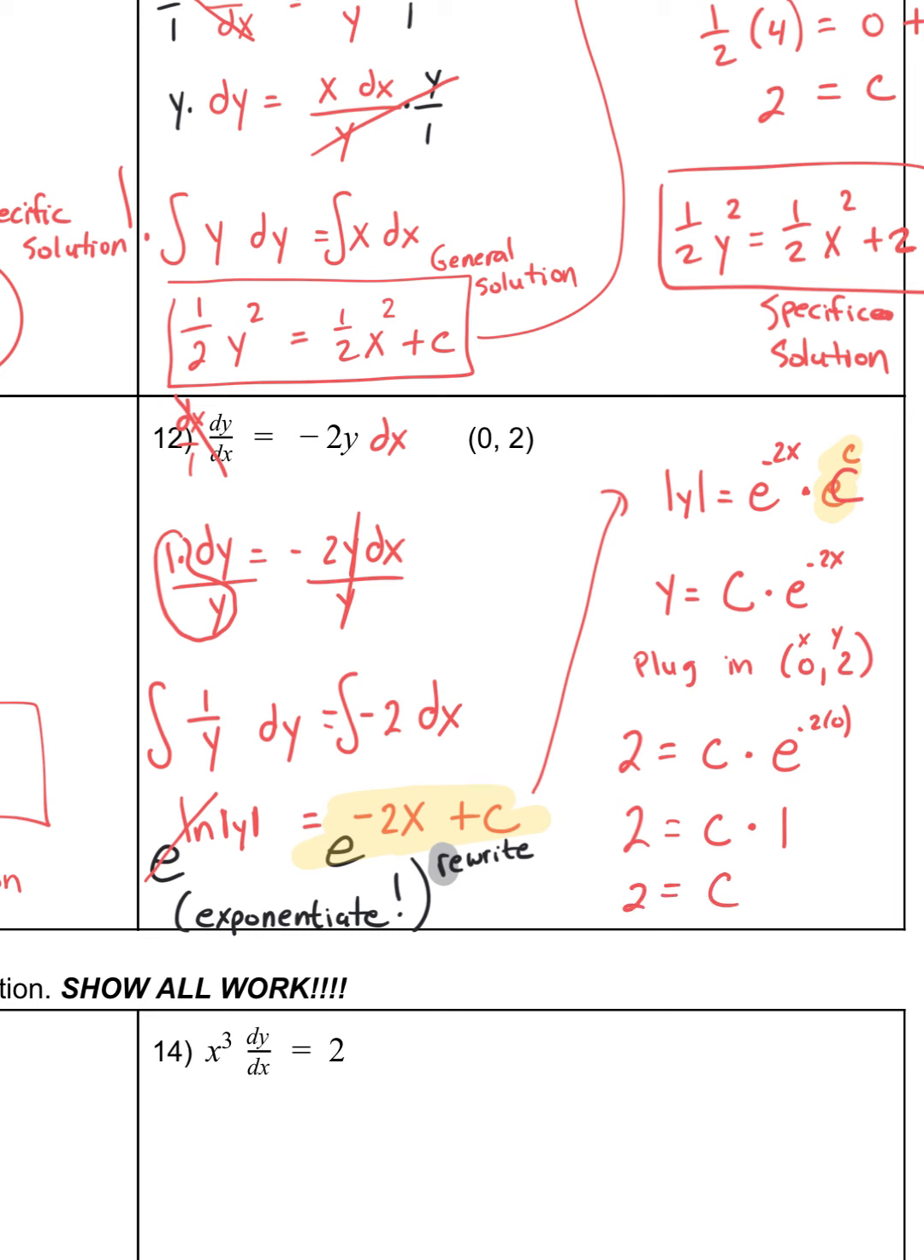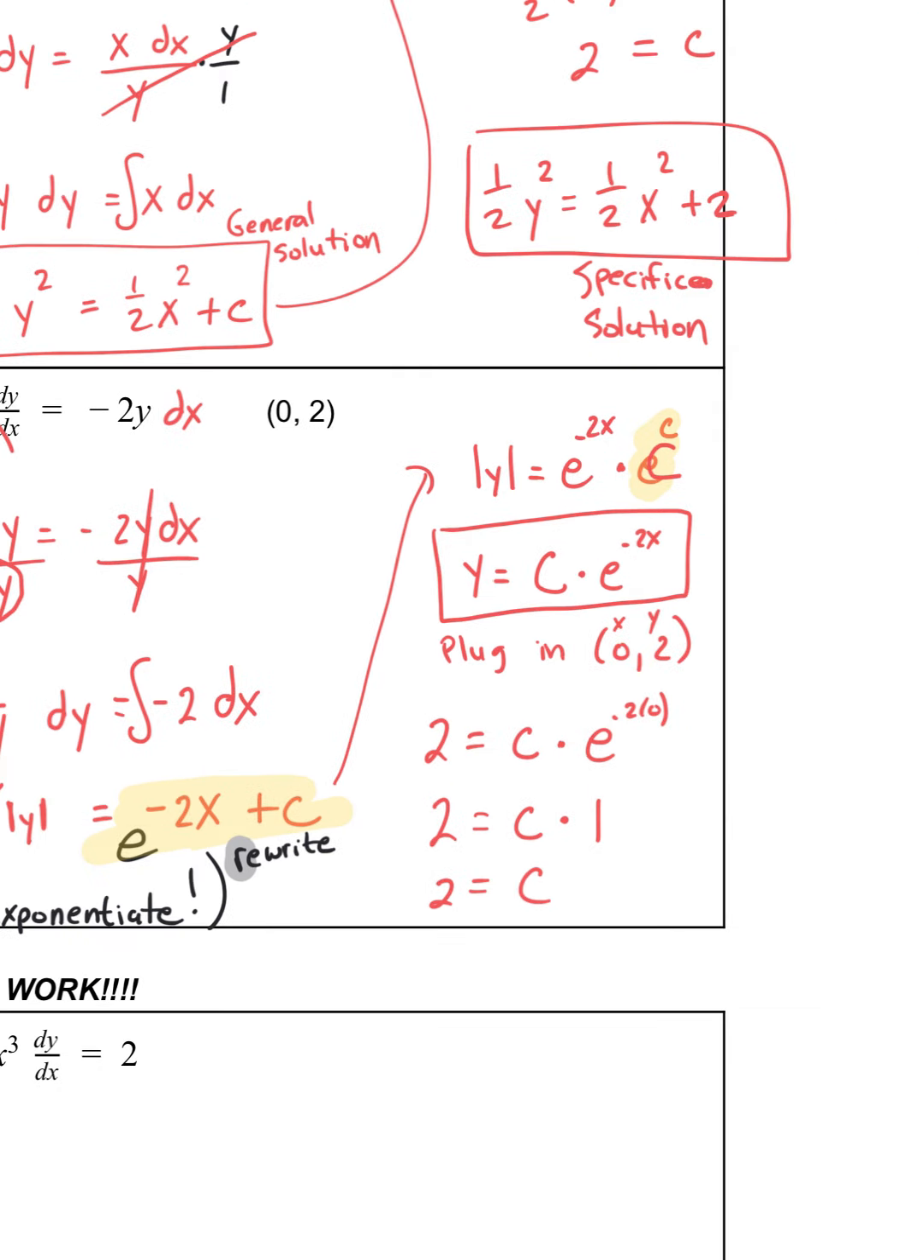Okay, so this right here, that is my general solution. And my specific solution would be 2e to the negative 2x. This is my specific solution. And I can't spell, but you get the gist of it. Specific. There we go.